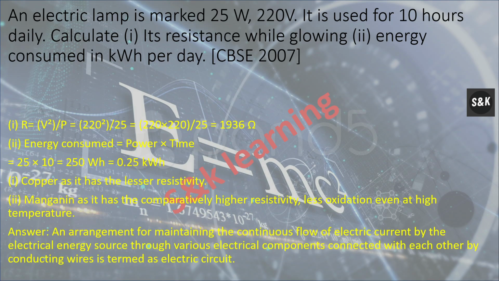An electrical lamp is marked 25 watt and 220 volt. It is used for 10 hours daily. Calculate its resistance while glowing. So resistance equals V square by P, and putting the value 220 square by 25 we get 1936 ohm. Energy consumed equals power into time. So putting the value we get the energy consumed by the lamp is 0.25 kilowatt hour.